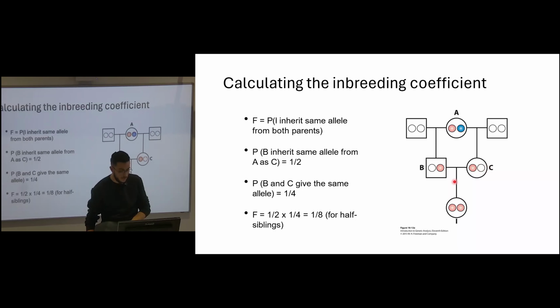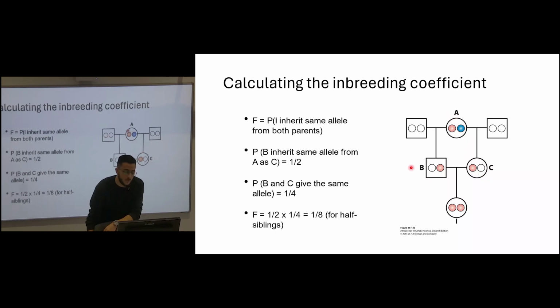The chance that B and C will give the same allele is 1/4, because 1/2 times 1/2, okay? And so if you want to calculate the inbreeding coefficient, you will multiply these probabilities. Is it 50% that it gives to B and 50% to A? Both. So basically 1/2 here, 1/2 here, that's 1/4, right?